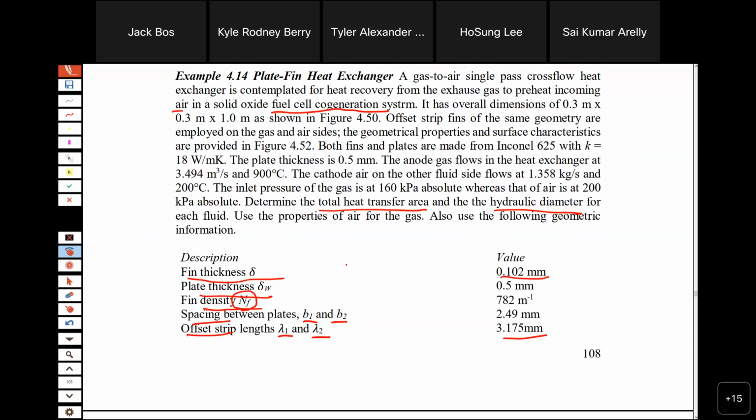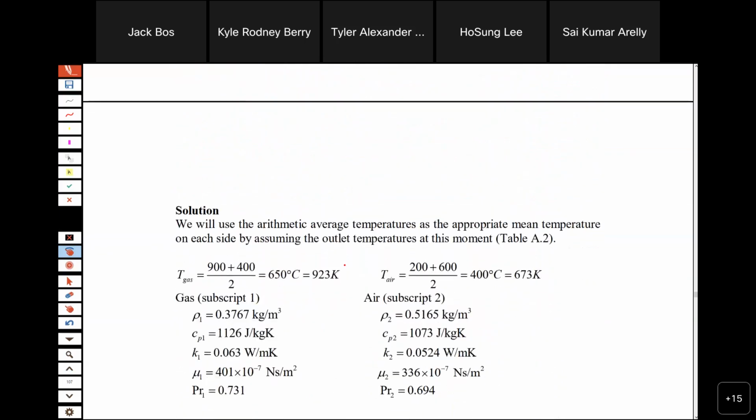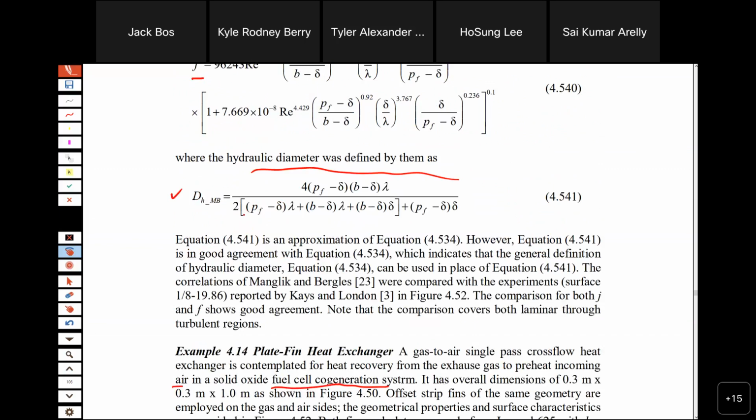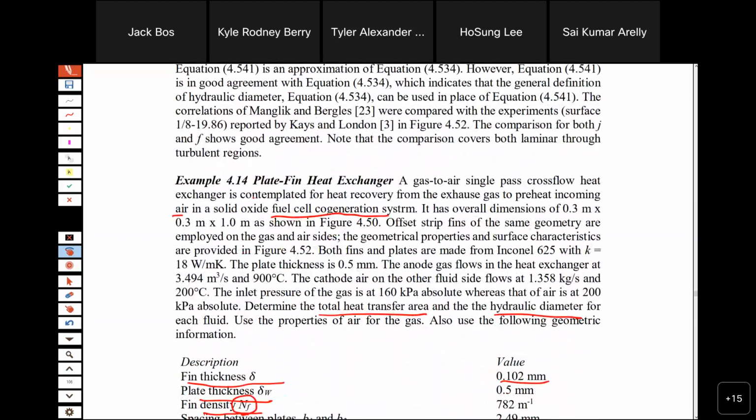So let's look at it. Property, what was the inlet? I think we read it. There's information: offset strip geometry employed on the gas air side, properties given. Those fins and plates are made of some material, because of the temperature.